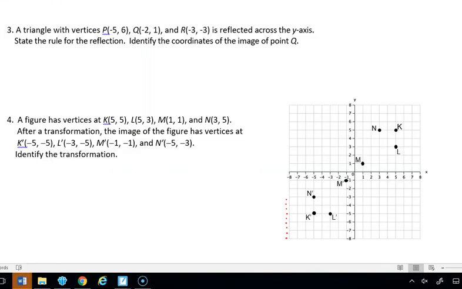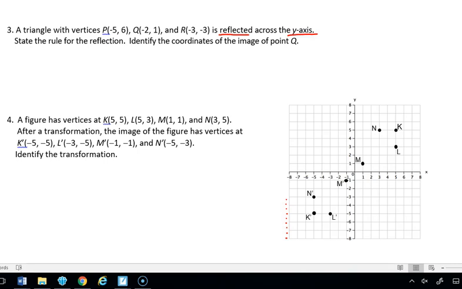So number 3 says a triangle with the vertices of P (-5, 6), Q (-2, 1), and R (-3, -3) is reflected across the y-axis. State the rule for the reflection. Identify the coordinates of the image for point Q. So it says here it's reflected across the y-axis.